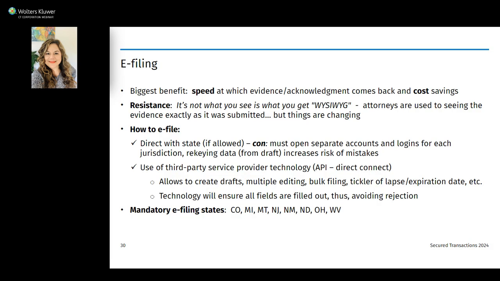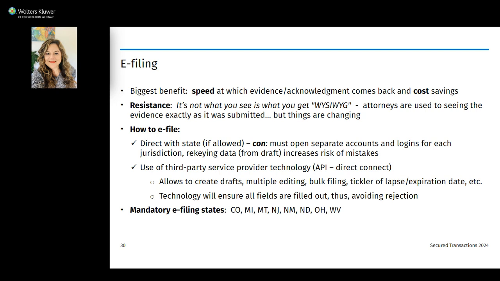Okay. E-filing. I just want to cover this very quickly because we already kind of mentioned it before, but there's a couple benefits to e-filing, and that is the speed and the cost. There's a lot of resistance. I know many of you attorneys are WYSIWYGs. In other words, what you see is what you get. You want the submission of the UCC to look exactly the same when it comes back as evidence. I think things are changing a little bit, especially because we've got so many states, those ones listed down there, that are mandatory e-filing states.